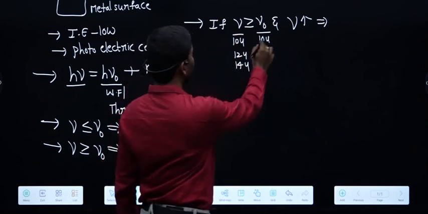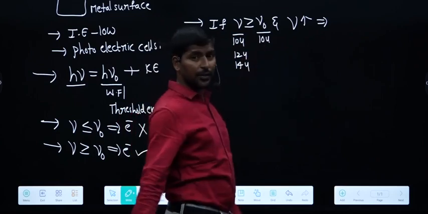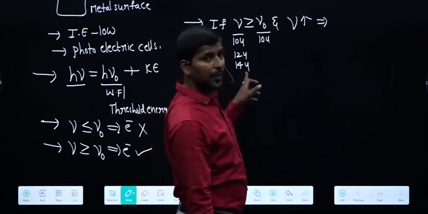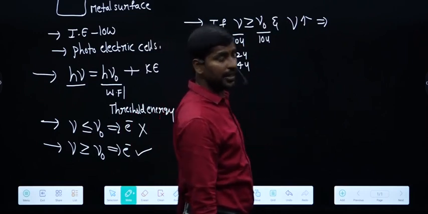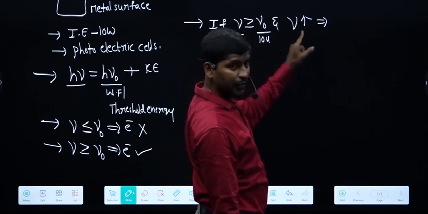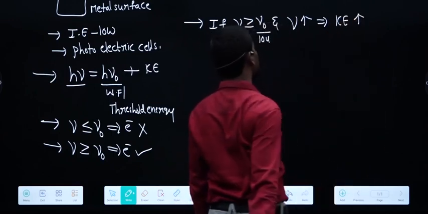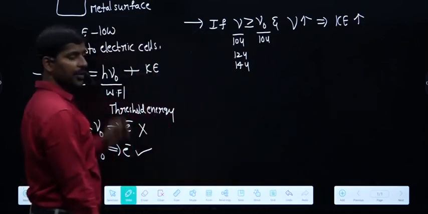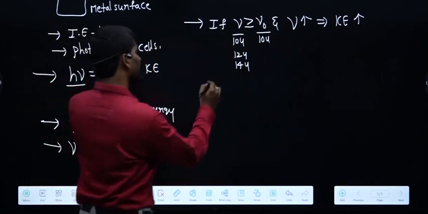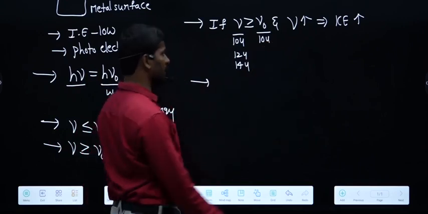Okay, 10 units is enough to remove the electron, and the remaining units may be converted to what? Kinetic energy. That means if nu is greater than or equal to nu naught, and as nu increases, what happens? The kinetic energy of ejected electrons increases, since every time only 10 units is required to eject the electron.